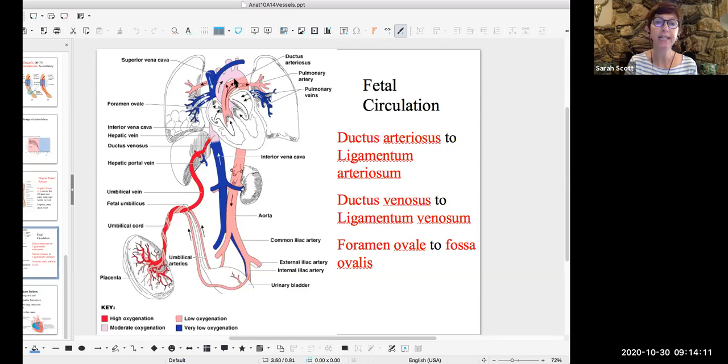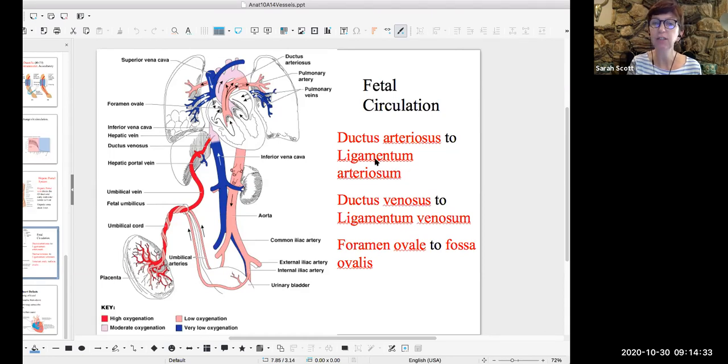So because of changes in the pressure, basically blood no longer flows through this little duct. It doesn't collapse dramatically, but it does close very quickly. And it too leaves behind a little connection called the ligamentum arteriosum, but it's not open.